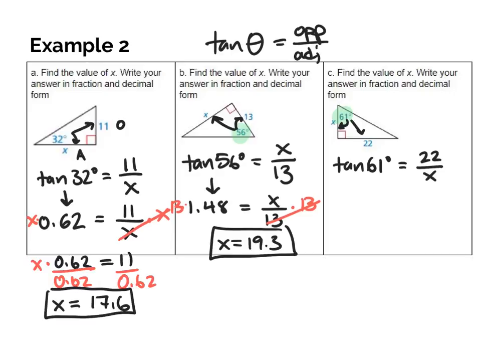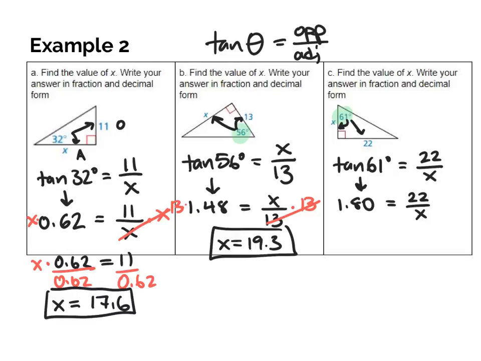So this is going to be very similar to our first example we did over here. The x, what we're solving for, is in the denominator. But nevertheless, the first thing we want to do is take the tangent of 61. The tangent of 61 is going to give me a decimal, in this case 1.80, and that's going to equal 22 over x. Now, 1.80 means that 22 is going to be larger than x. Okay?